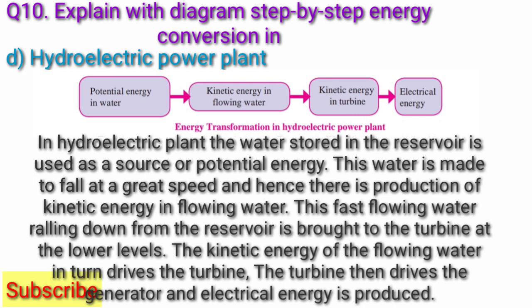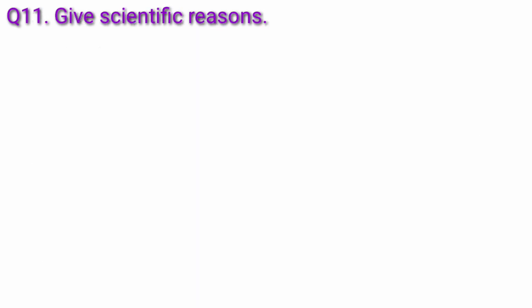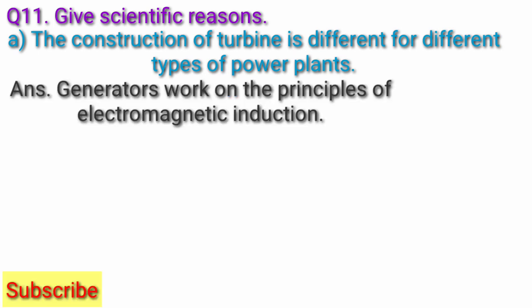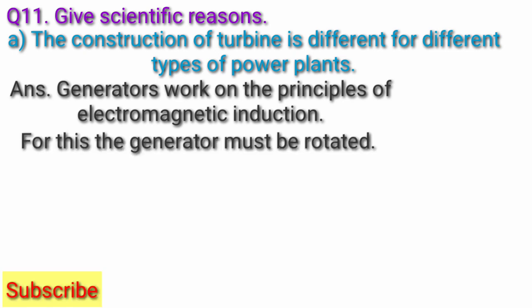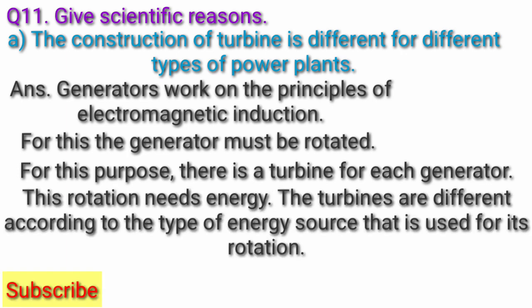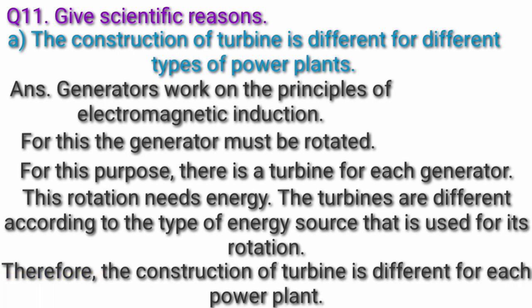Question 11. Give scientific reasons. A. The construction of turbine is different for different types of power plants. Answer. Generators work on the principle of electromagnetic induction. For this, the generator must be rotated. For this purpose, there is a turbine for each generator. This rotation needs energy. The turbines are different according to the type of energy source that is used for its rotation. Therefore, the construction of the turbine is different for each power plant.